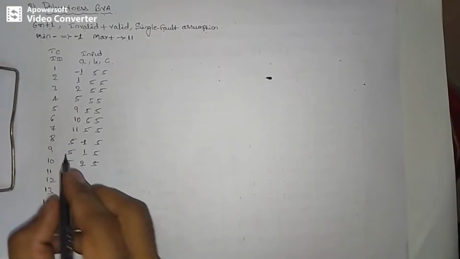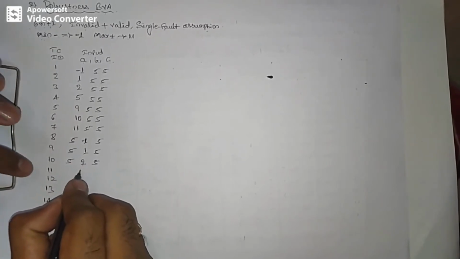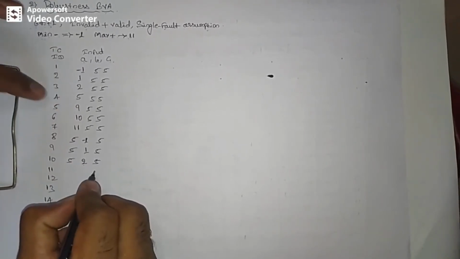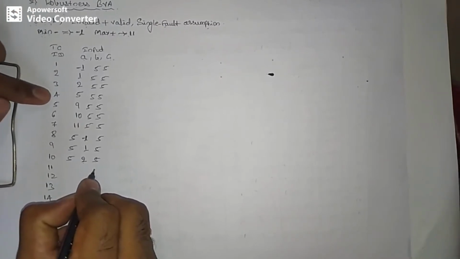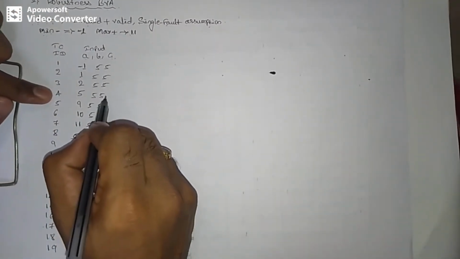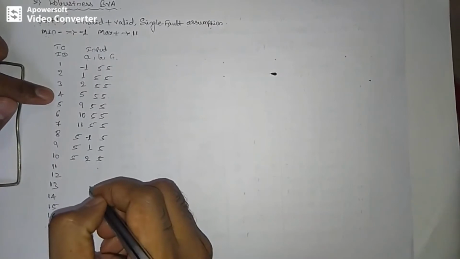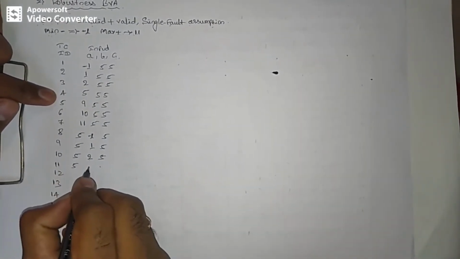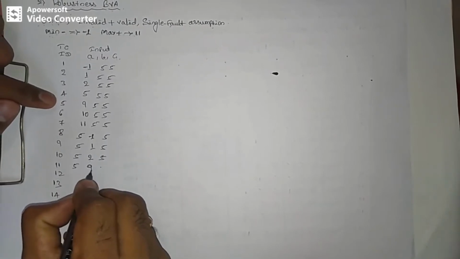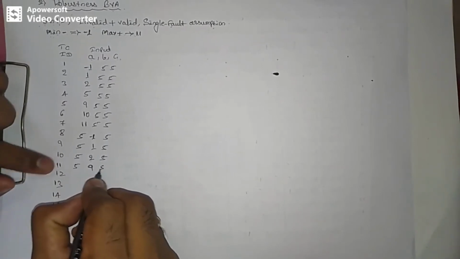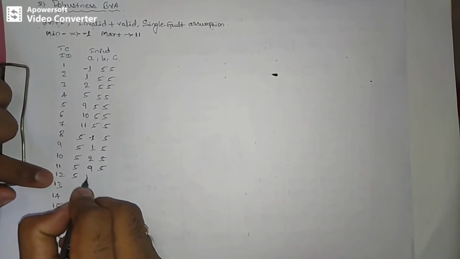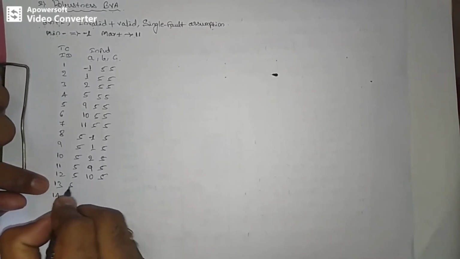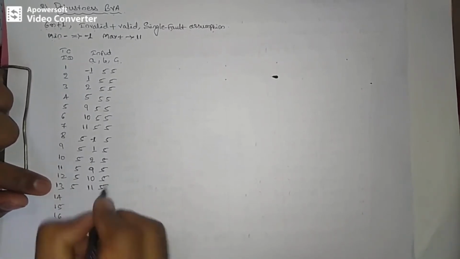Now, if I write a nominal over here, phi phi, we have already tested that one. Therefore, we are skipping it and jumping to the next test case. The next test case is max minus. Max minus is 9, then maximum is 10, and then maximum plus is 11.